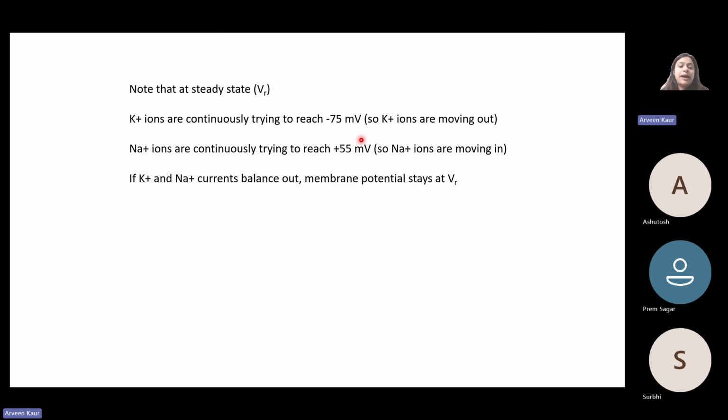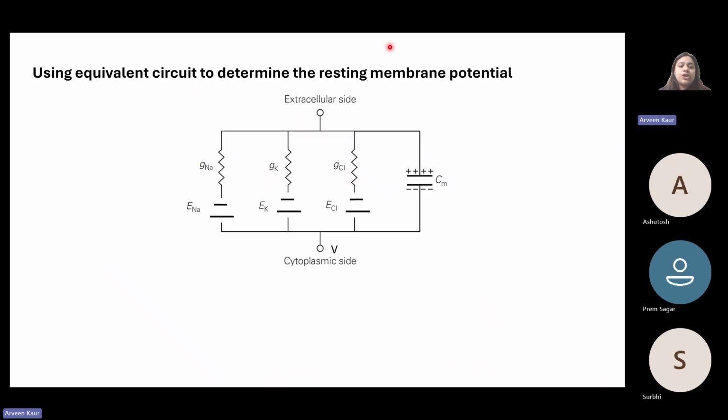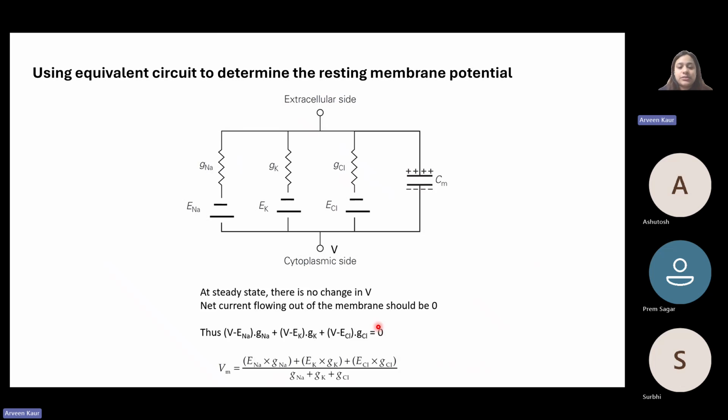If the sodium and potassium currents balance out, right, then the membrane potential stays at this equilibrium, this steady state potential, right? So if we use equivalent currents to determine a circuit to determine the resting membrane potential, this is what it will look like, right? Similar to what we have seen earlier. So there has not been much addition till now. But now we are going to understand these components also eventually.